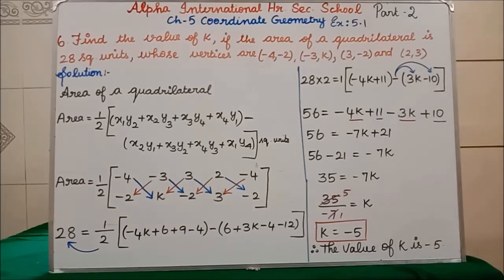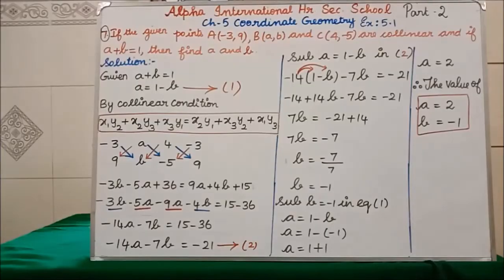Clear? Next we'll see the seventh question. If the given points A(-3, 9), B(a, b) and C(4, -5) are collinear. Collinear means what, I have told you. Can anyone tell me what you mean by collinear? Collinear means the points are lying on the same line.